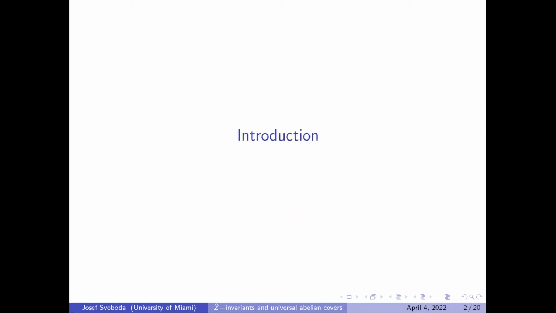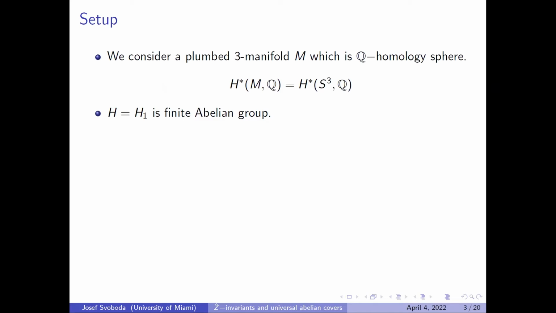Hello, everybody. In this talk, I'll be talking mainly about three manifolds and a little bit about surface singularities. So let's consider a plumbed three manifold M, which is a Q homology sphere. So this is an easy kind of manifold. The condition that it's a Q homology sphere means that if you look at H1, the first homology group, then it's a finite Abelian group.